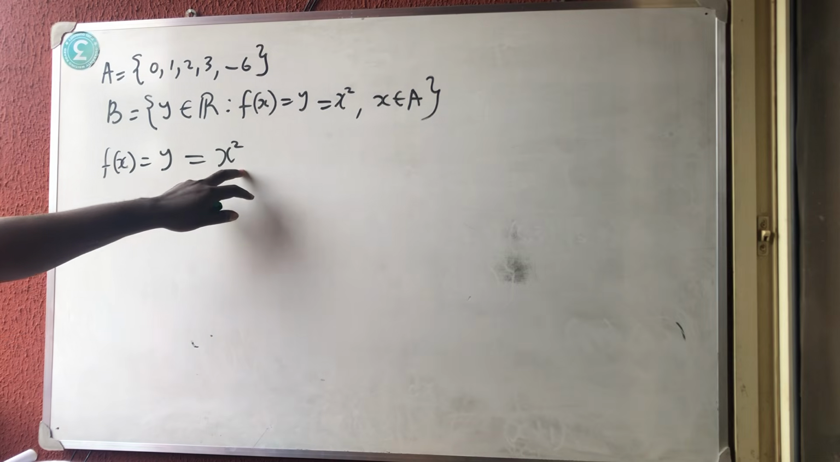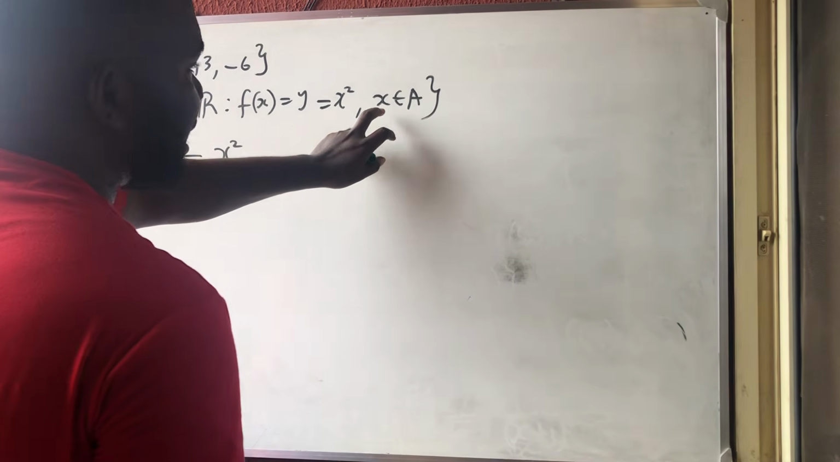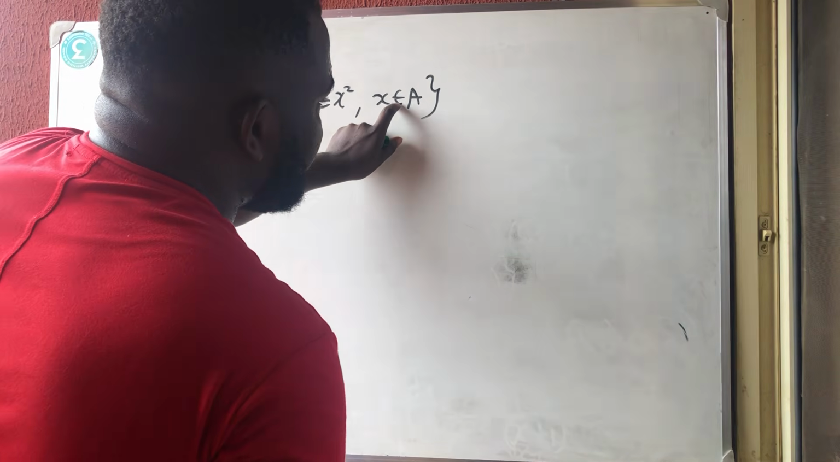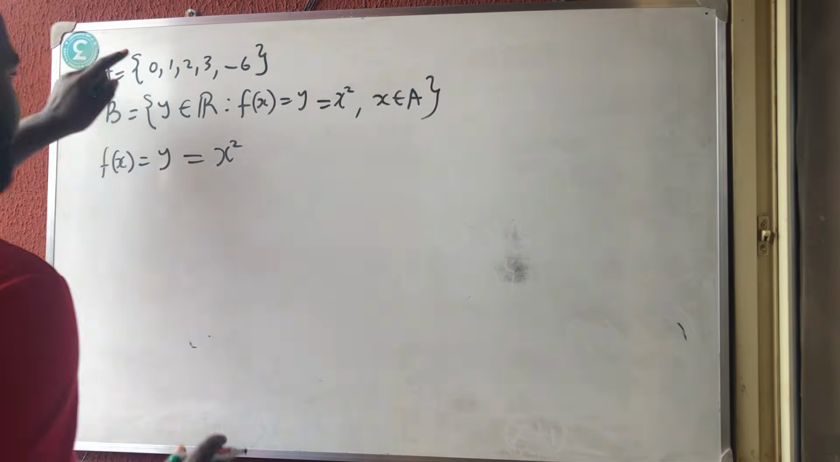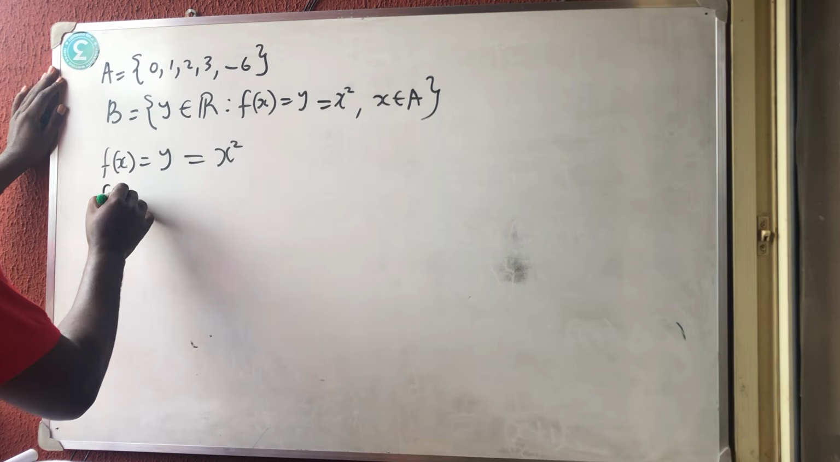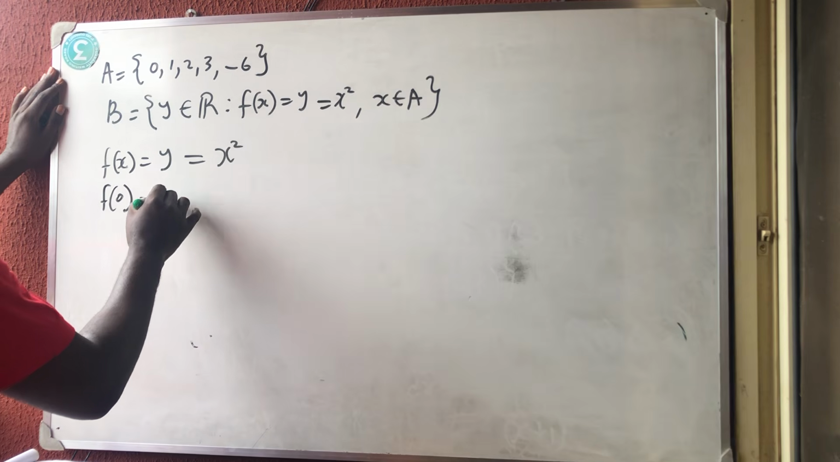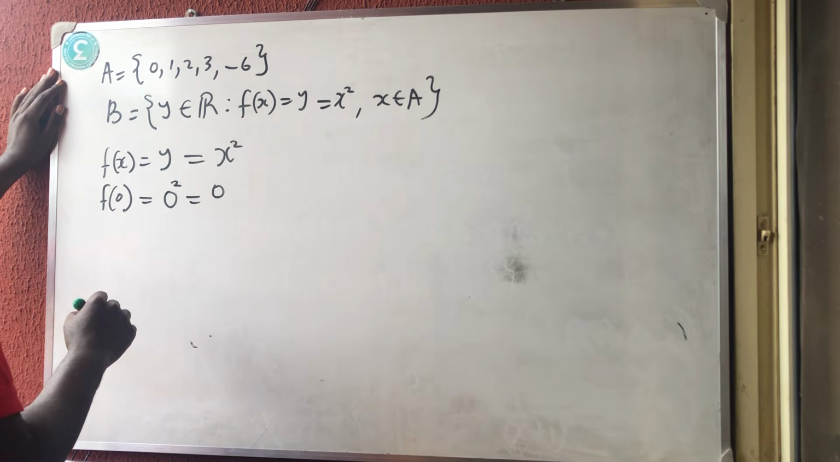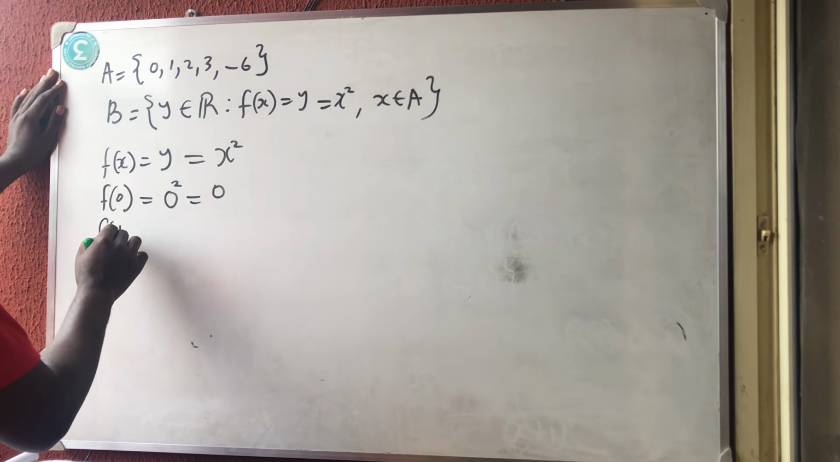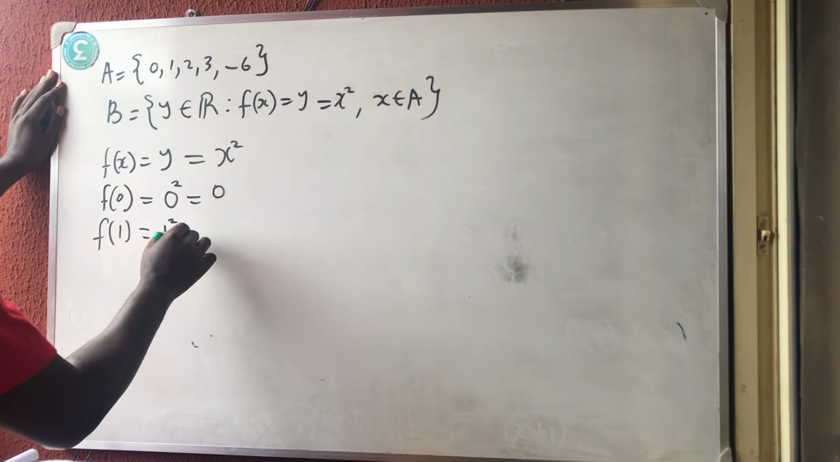They have given you the formula to use, and they say that any element you are picking, that x is picking element from A. So let's start picking. The first one is f of 0, which is equal to what? 0 squared, which is 0. The next element is what? F of 1, which is 1 squared, which is 1.